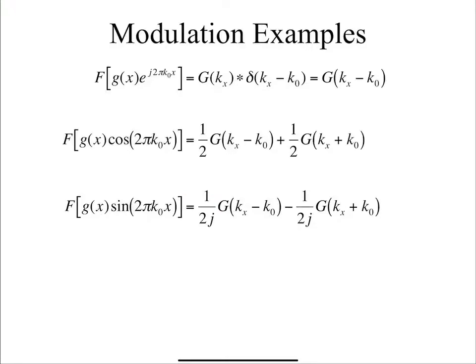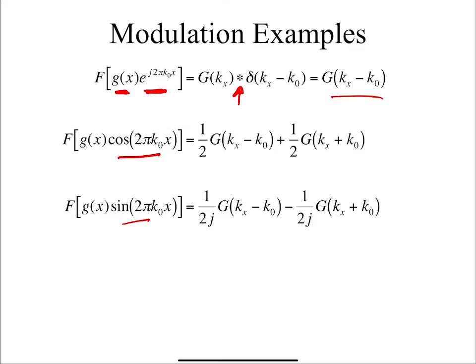Modulation is here where we are taking one function and multiplying by the other. So modulation is also just a fancy term for multiplication. In this case, we took our function and multiplied by a complex exponential, so then we convolve it with a shifted Dirac delta function, and that just shifts my function over in k-space. Okay, and same with cosine and sine.